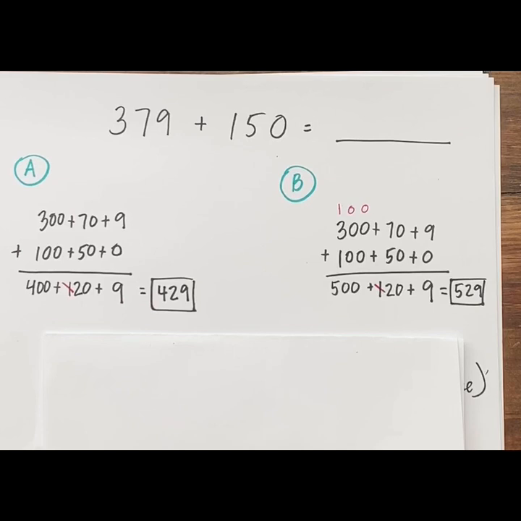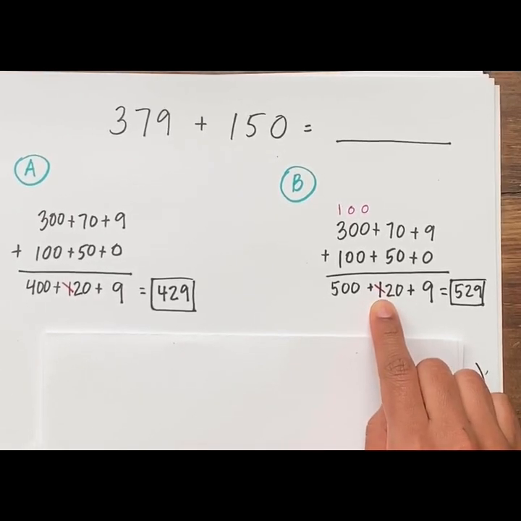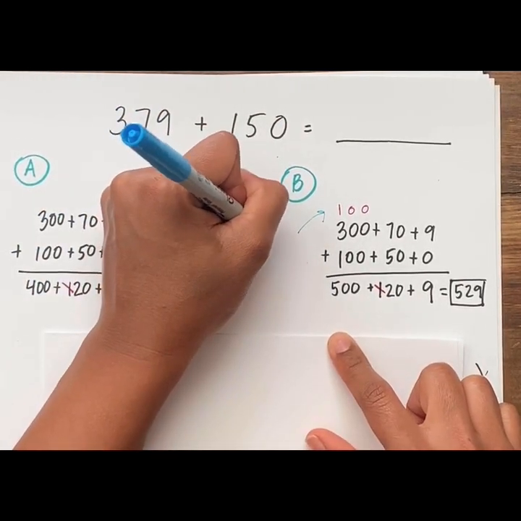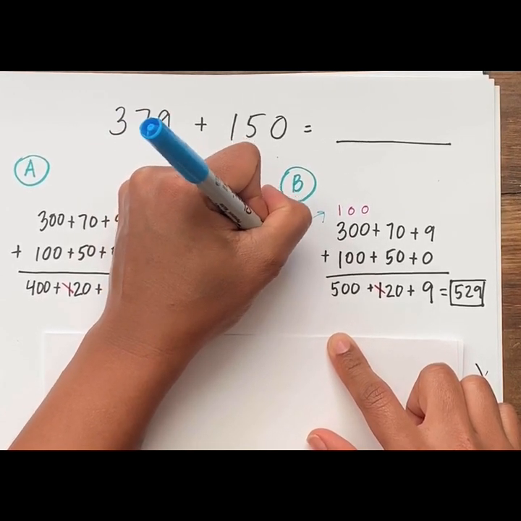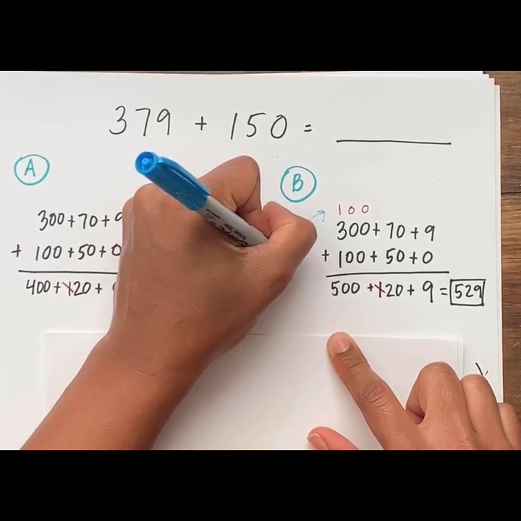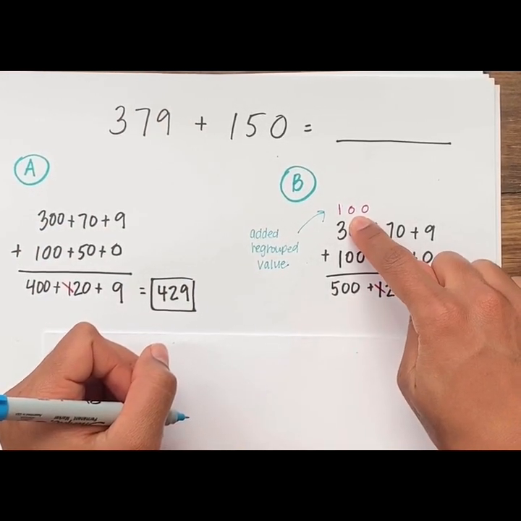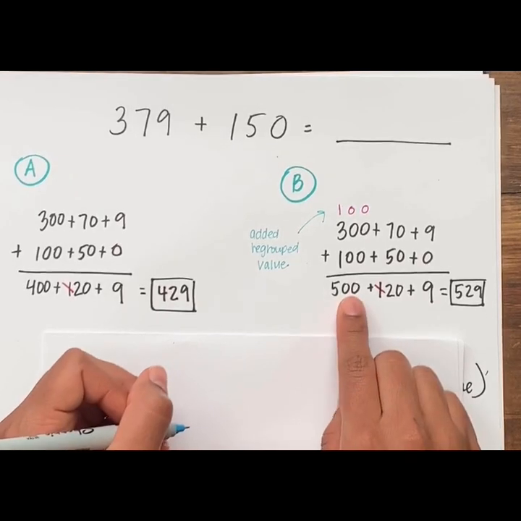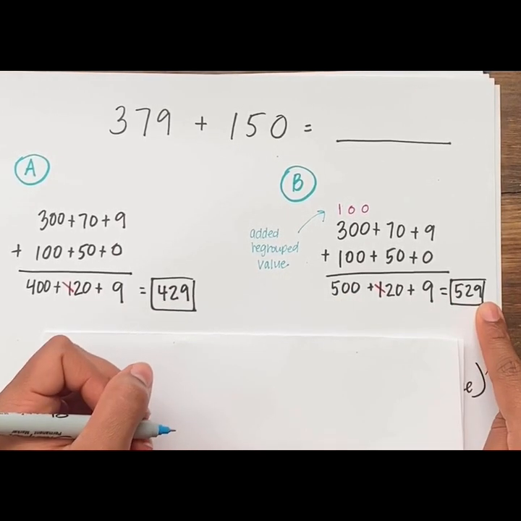Let's talk about it. If you agree with student B, why do you agree with student B? I heard friends say that they agree with student B because student B regrouped 100 from the tens place and added that value to the hundreds place. Because they regrouped 100 to the hundreds place, they added 100 plus 300 plus 100 to get 500. Their final answer was 529.